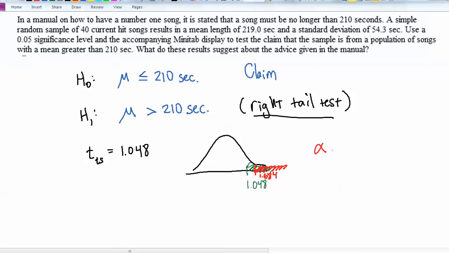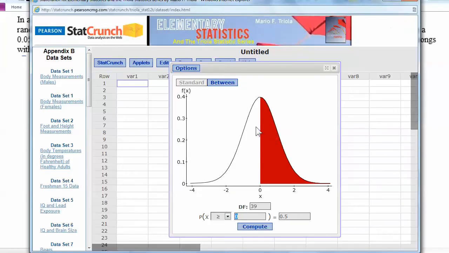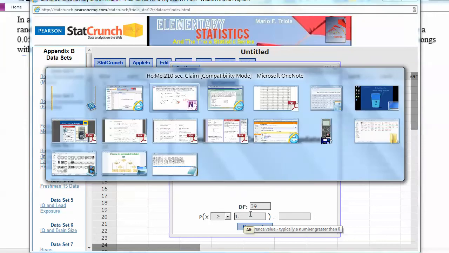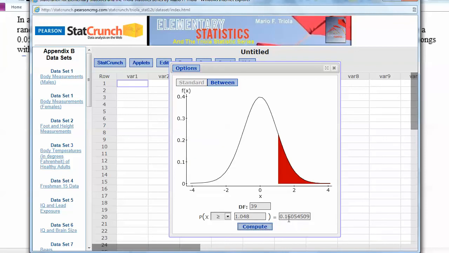And that means that my p-value should be bigger than alpha. Okay, keep in mind, alpha is 5%. What is this p-value over here? I'm going to use the technology I already got open. 39, 1.048. Compute. And I've got 15%. So I'll just go ahead and copy this one. 0.1505.